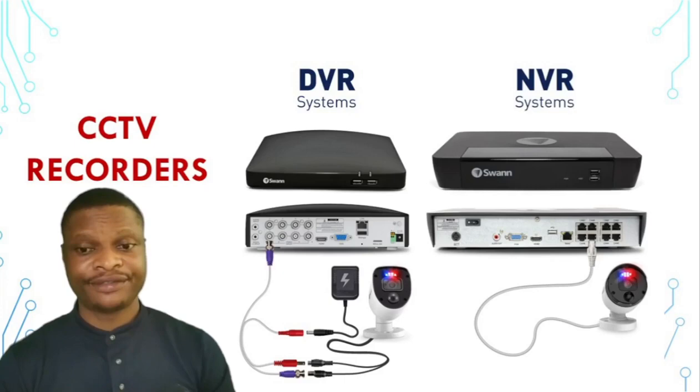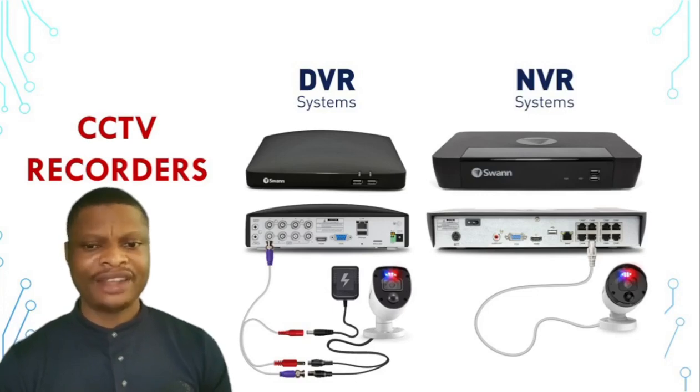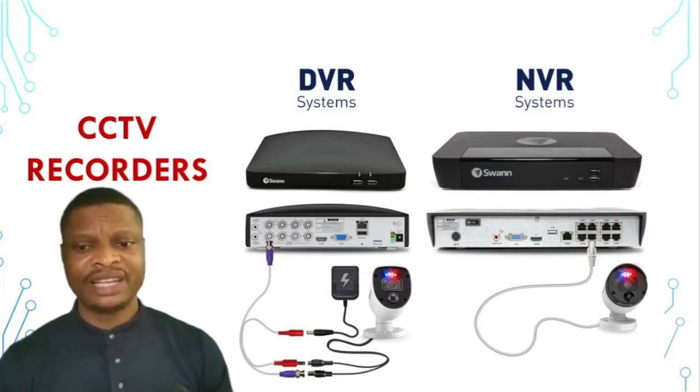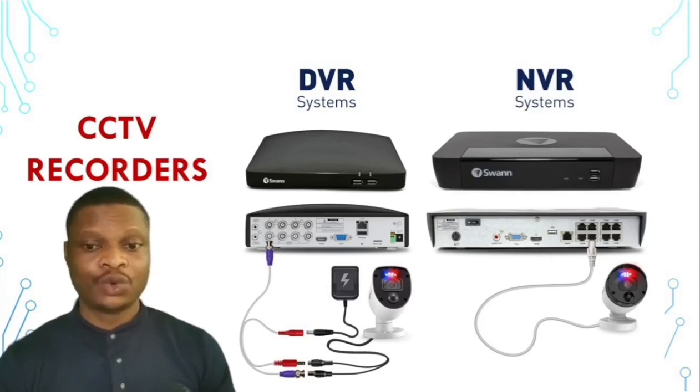We have two types of NVR. The NVR that is connected directly to the recorder. And we have another NVR that you don't need to connect directly to it to record. You can connect to any network switch in as much as they are all on the same network.